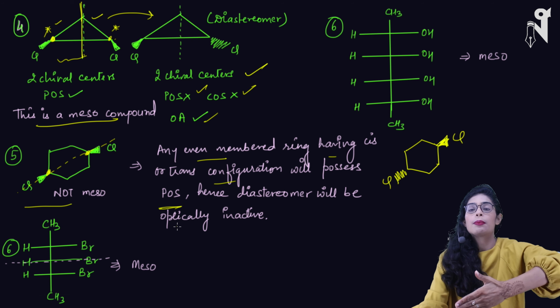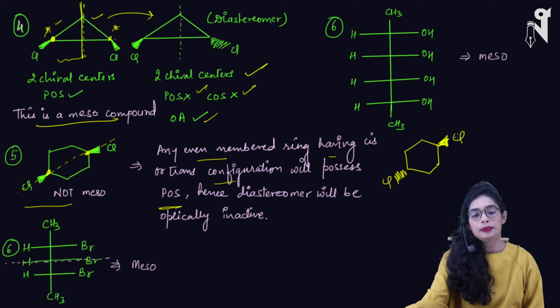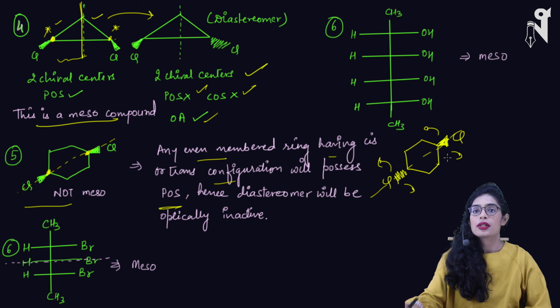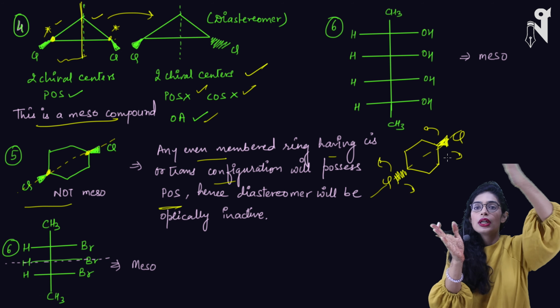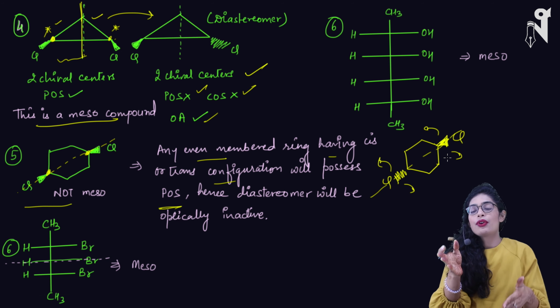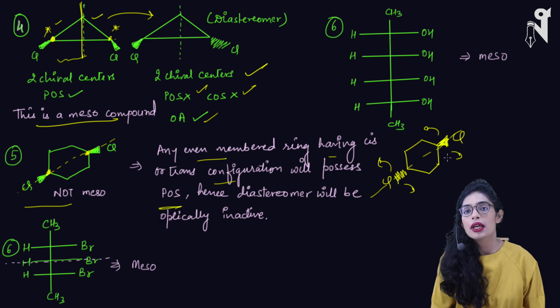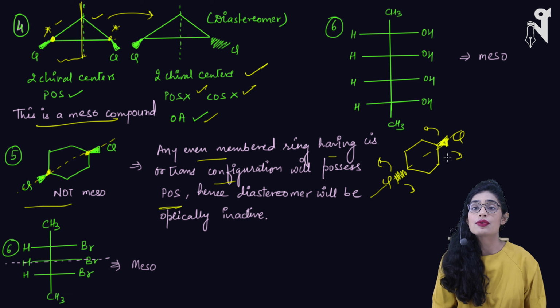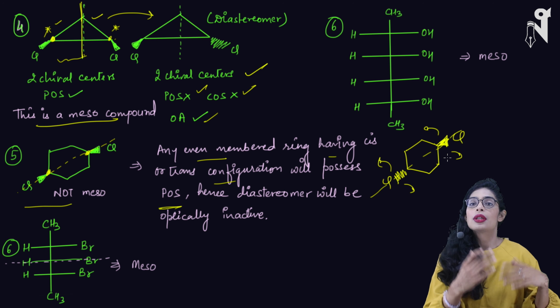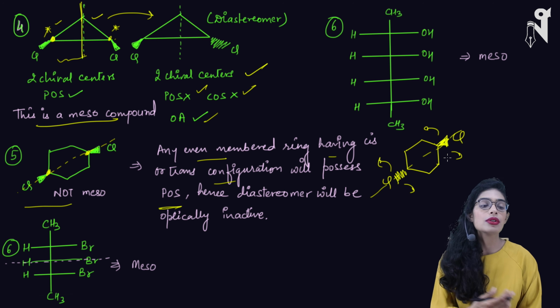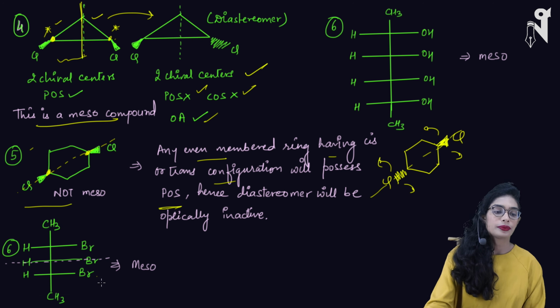So you can cut it through a plane from here, and half of the chlorine will come here, half of it will go here. So basically towards the viewer also will be half here, half there, and away from the viewer chlorine will also be one half this side, one half another side. So POS it will have, and hence it will be optically inactive. So its diastereomer is also inactive. Molecule doesn't have chiral centers, so this compound cannot be meso.